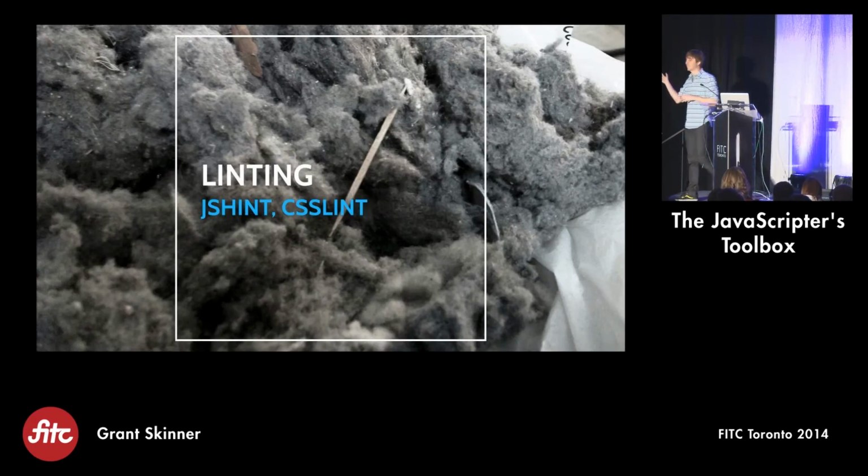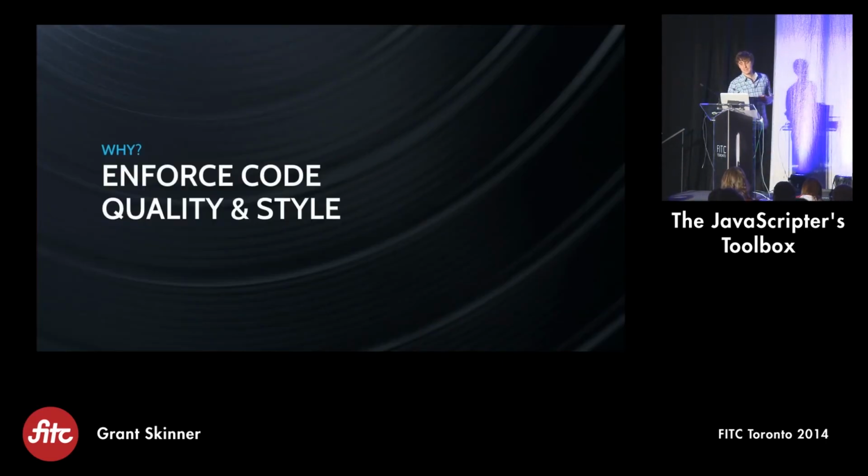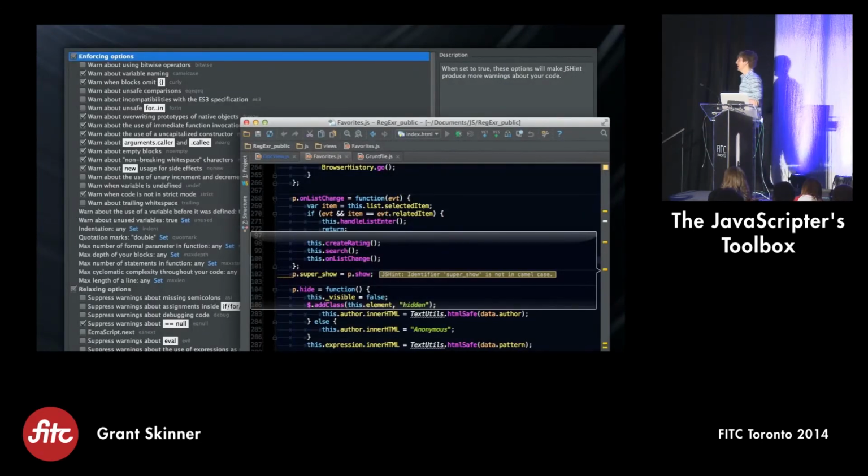It lets you know about stylistic issues. There's a lot of options in JSHint. You can see a partial list of them as they show up in WebStorm down the left-hand side. So everything from the type of quotation marks you use to things like making sure you use strict.